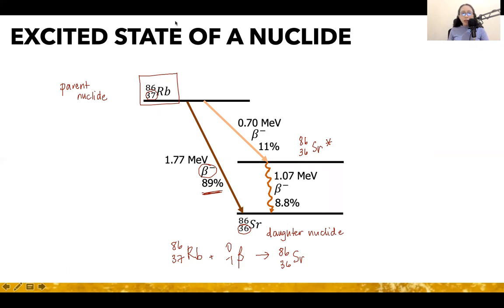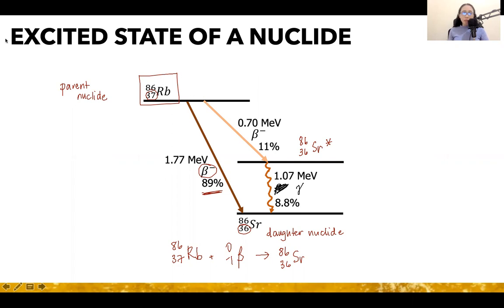Now, there is a typo here. This shouldn't be beta. The manner by which an excited nuclide releases the excess energy is what we call gamma radiation, or release of gamma rays.